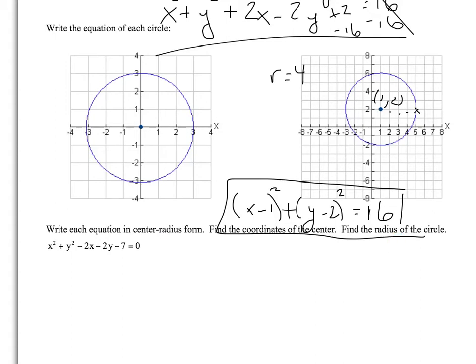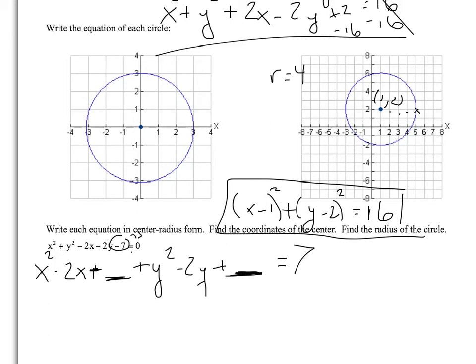So the first thing you do, to get it into center radius form, you're going to write your x's together. So x squared minus 2x. Leave yourself a blank. Just give yourself some space. Then write your y's next. Y squared minus 2y. Leave yourself some space. Equals, and move whatever number you have to the other side. So it equals a positive 7 when I move it over there.